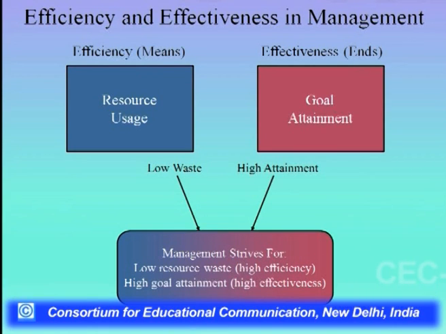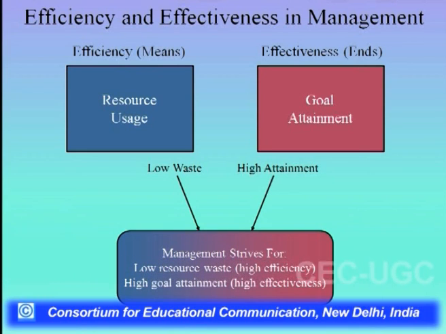This is how we look at it. We know what resources we have to use. We know that resources are limited. So we manage the usage of those resources in the best possible manner, which is understood as efficiency. On the other hand, we have the goal attainment in our mind that, okay, this organization wants to achieve these kind of goals. So these are the ends that we need to meet. So we do it in the most effective manner.